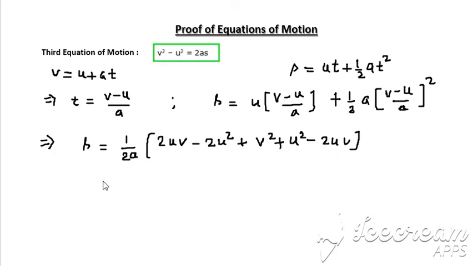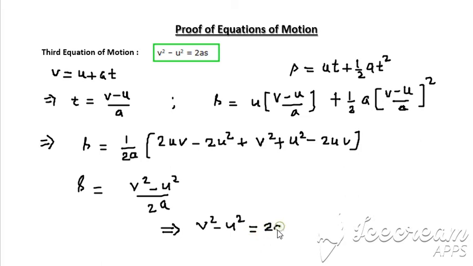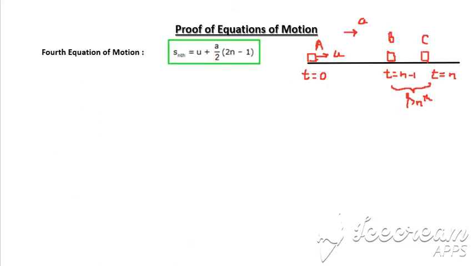Once we have settled with this, you will find this s is going to be equal to, inside this bracket you will find u square, and u square will settle down. 2u will get cancelled out, so finally it will become v square minus u square divided by twice a, which further can be rewritten as v square minus u square is equal to twice as, and that was something we were supposed to prove, known as the third equation of motion.